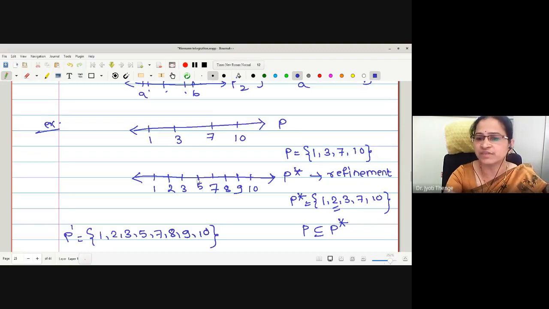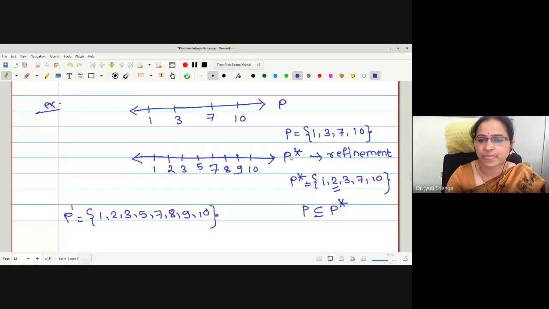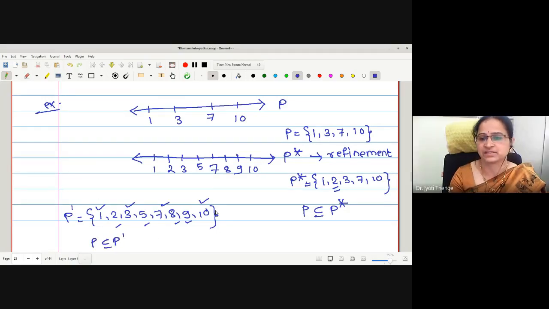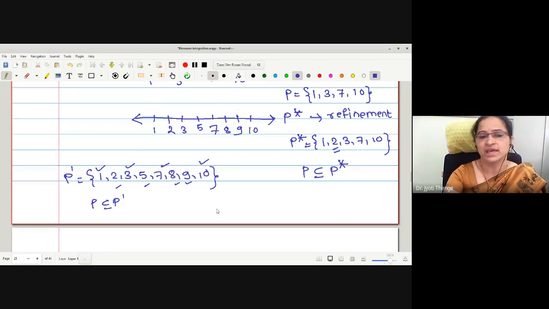Is it a refinement of P? Are all points of P there? Yes, 1, 3, 7, 8. All points are there. And except those points, there are some points extra. Therefore, this P dash is a refinement of P. Why? Because P is contained in P dash. Also, may I say this P dash is a refinement of P star also? Because all points of P star are in P dash.